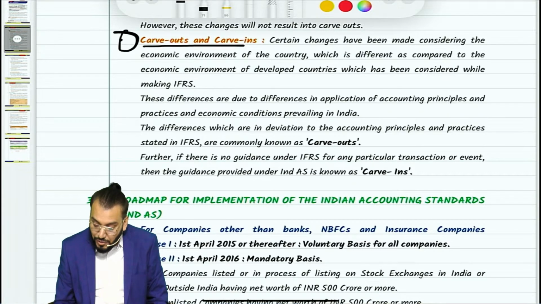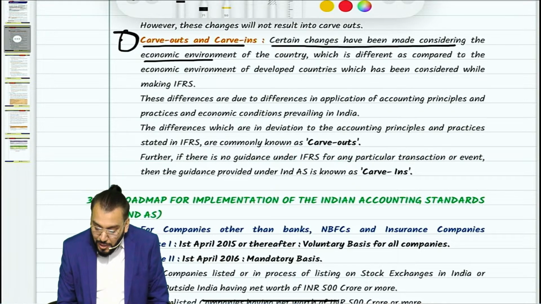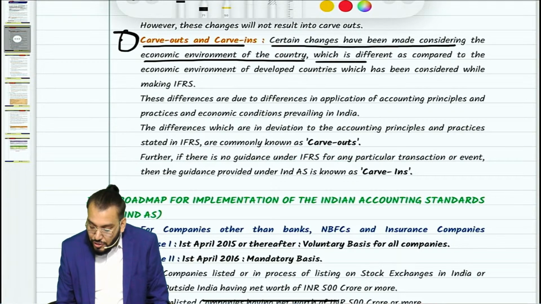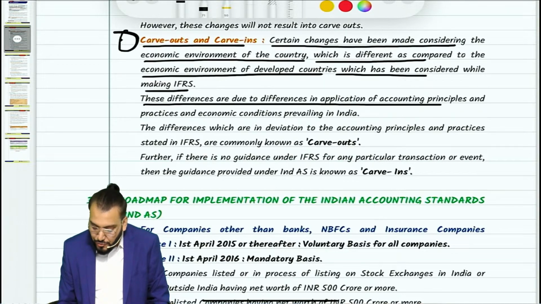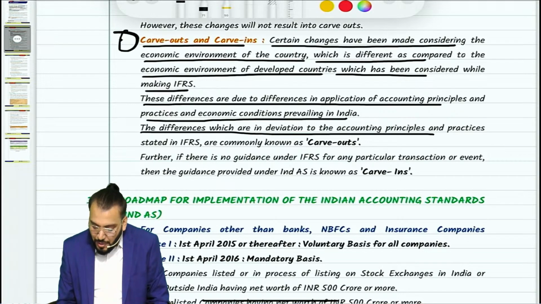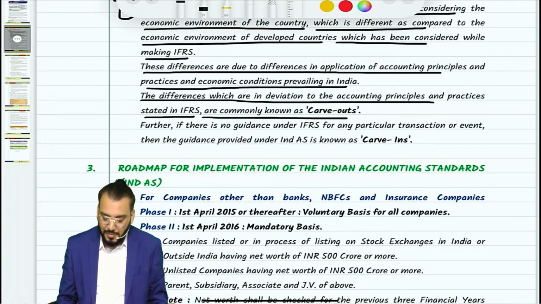Got it? So what is the meaning? Certain changes have been made considering the economic environment of the country, which is different as compared to the economic environment of developed countries, which has been considered while making IFRS. These differences are due to differences in application of accounting principle and practice and economic condition prevailing in India. The differences which are in deviation to the accounting principle and practice stated in IFRS are commonly known as carve out. That only I have said.